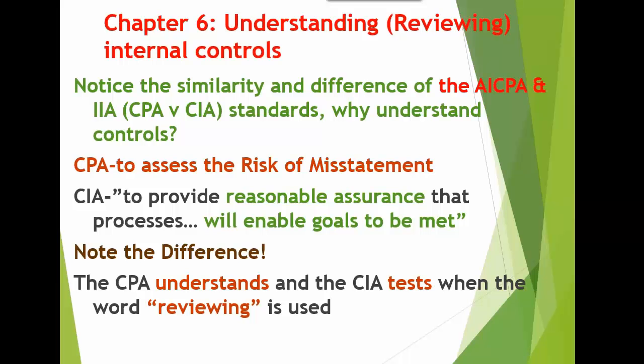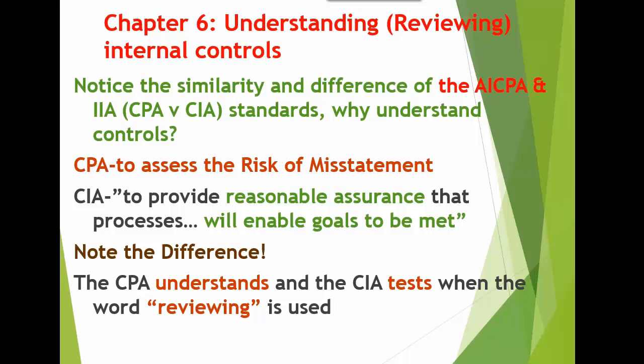Note that there are similarities and differences between the external and internal standards. Okay, the CPA, the external auditor, is assessing the risk of material misstatement. So the CPA is looking at the financial statements, and he or she is looking for, are there material misstatements in the financial statement? So they're looking at, is the reporting done correctly? The CIA is looking for process goals that are met. So as an example, the CPA is not really concerned with, are you doing a good job? They're only concerned with, do the financial statements fairly present the job that you're doing?